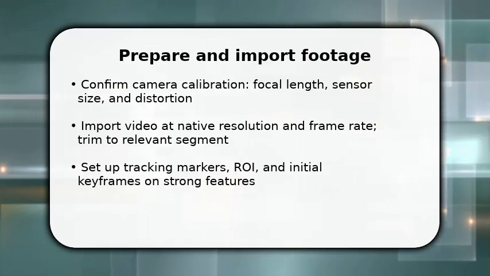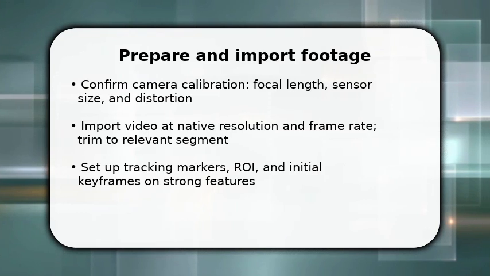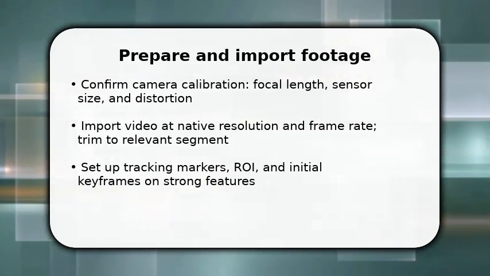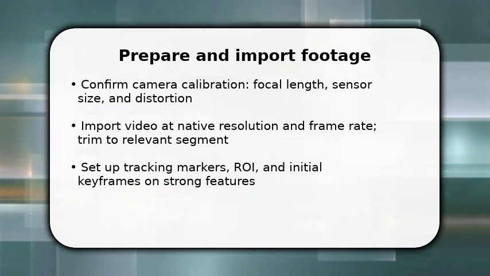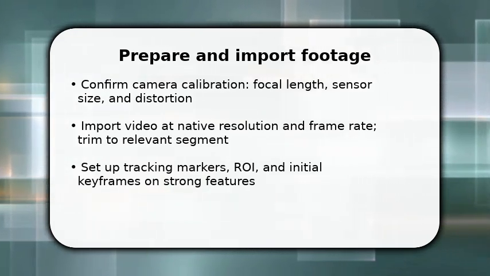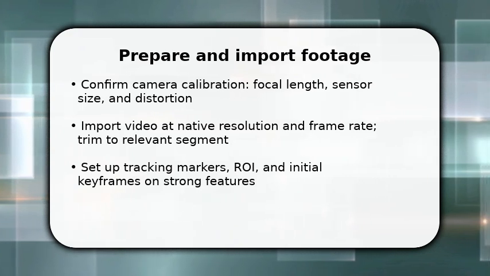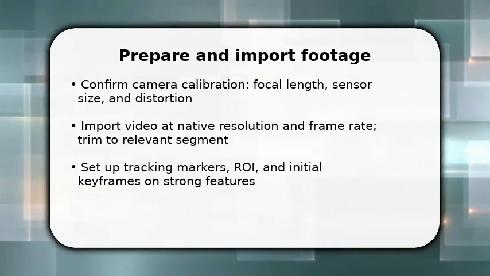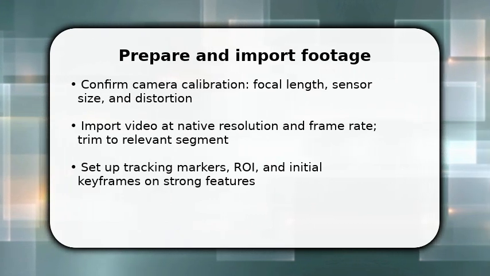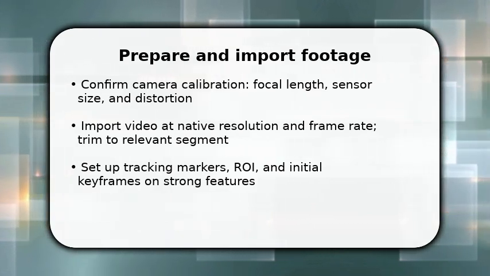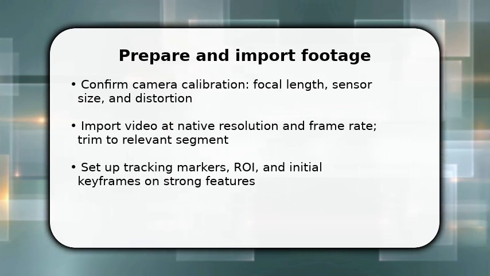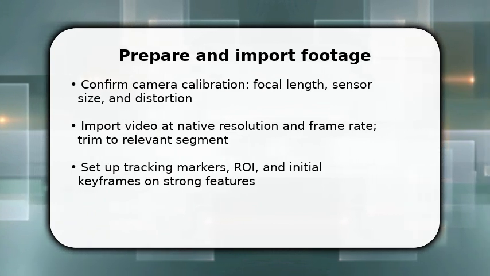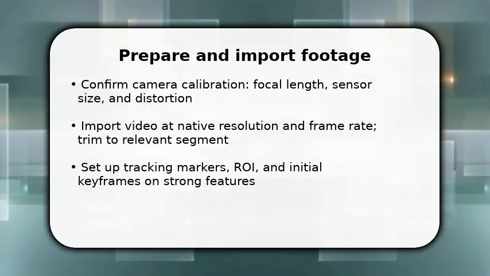You start by preparing the footage and immediate tracking environment. First, load the clip at its native resolution and frame rate so measurements stay accurate. This matters for velocity and distance outputs. Then perform quick camera calibration, enter focal length and sensor size, and correct distortion, because tracking drifts if the lens model is wrong. Once done, define a region of interest and place high-contrast markers or keyframes on persistent features. This gives the tracker reliable anchors to begin automatic analysis.